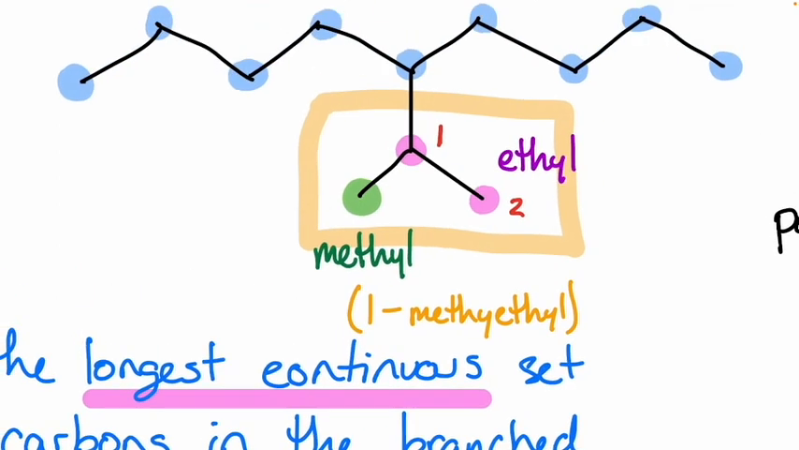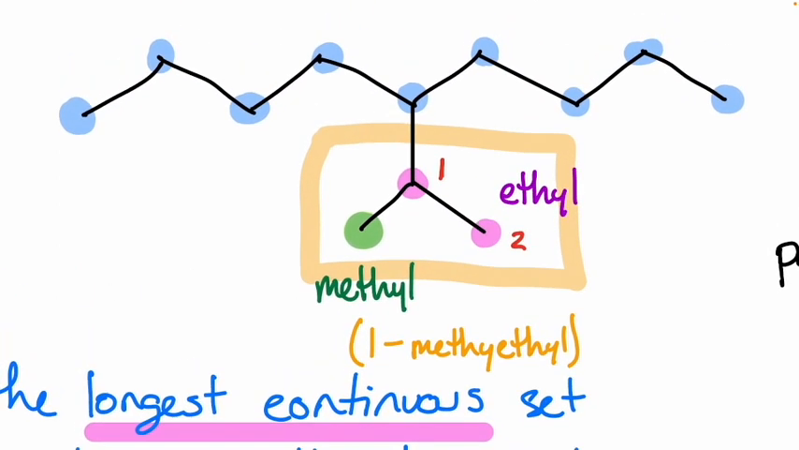Okay, so we have our parent chain, right? But the thing sticking off of it now is a branched group. So how do we name that? We basically just repeat the process. Find the longest set of carbons, find whatever's sticking off of it, number that longest set of carbons, put it all together, right? With a few twists.